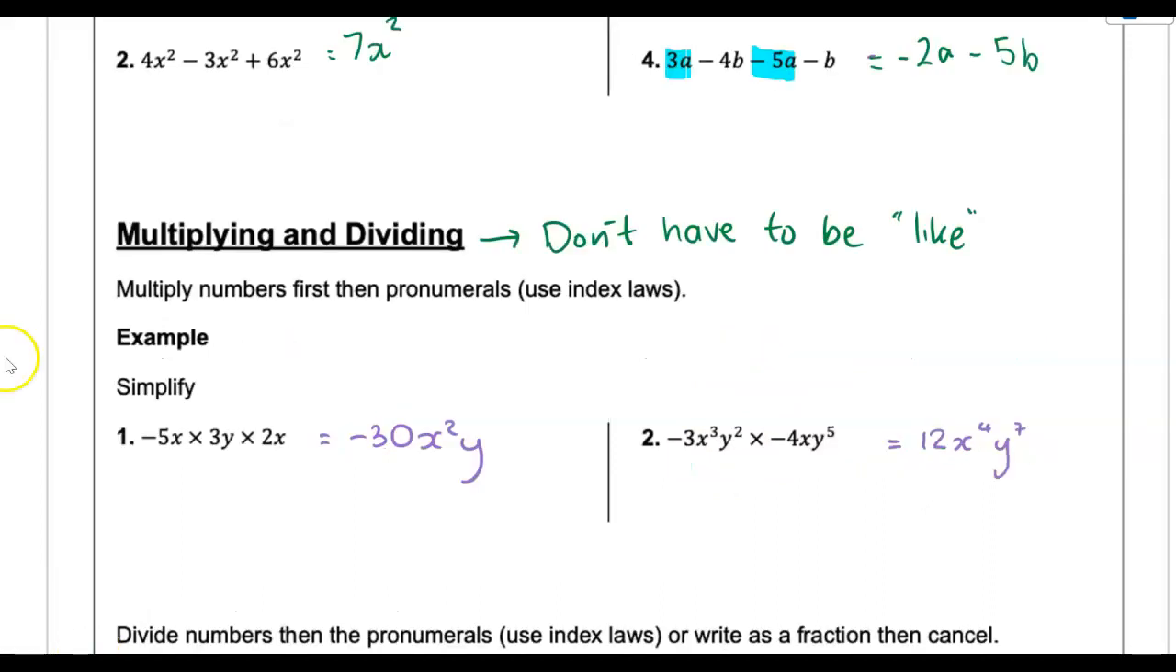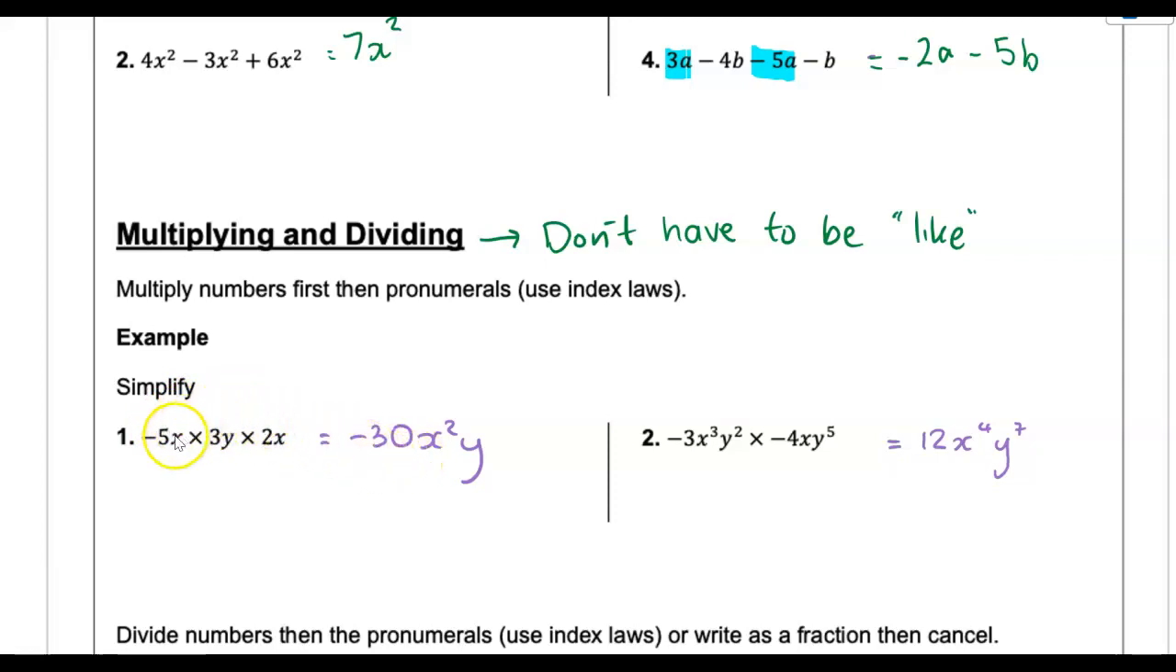So when we're multiplying and dividing in algebra, we don't have to look at the like terms the same as we did when we add or subtract. We can multiply or divide anything. We're just going to be grouping together the terms that are like and using an index for that. For example, the first one, we've got a minus 5x times 3y times 2x. What I do first is look at the numbers out the front, the pronumerals. So minus 5 times 3 is minus 15. Minus 15 times 2 gives me minus 30.